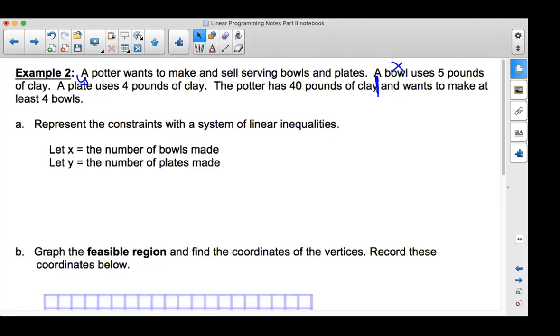I know it looks like we're talking about pounds of clay, so that probably has to make an inequality together. The last part of the sentence, making at least 4 bowls, that probably has to be some type of inequality.